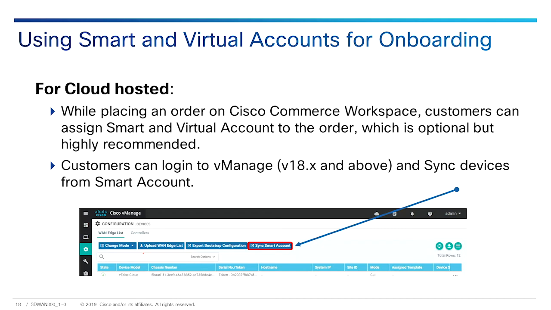So the whole purpose is this. You want to go through the Cisco Commerce Workspace order flow and the plug-and-play portal, and that way everything will be automatically associated to the vBond controller and pushed out to the vOrchestrator. And if you're cloud-hosted, once you place the order on CCW, you assign the smart account and the virtual account to the order, and that's optional. But once you do that, everything automatically links. Okay? And then the customer can log into vManage and then sync devices from their smart account. All right? Basically, they'd click this button, and the devices would just be brought in automatically.